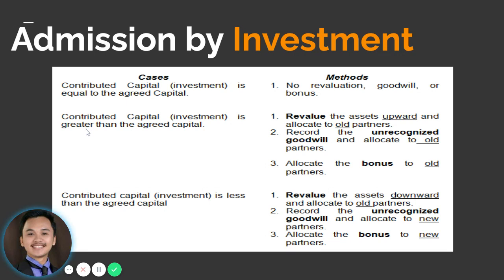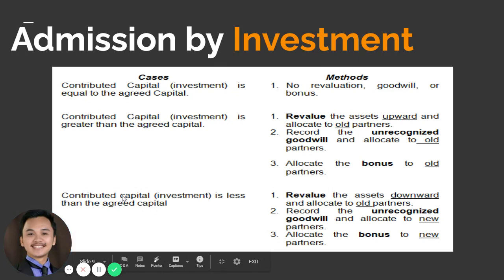But if the total contributed capital investment is greater than the agreed capital, then we need to revalue the assets upward and allocate to the old partners, record the unrecognized goodwill and allocate to old partners, or allocate the bonus to old partners. So if the total agreed capital, TAC, and your TCC are not equal, there will be a recognition of bonus or goodwill to the existing partner or to the new partner.